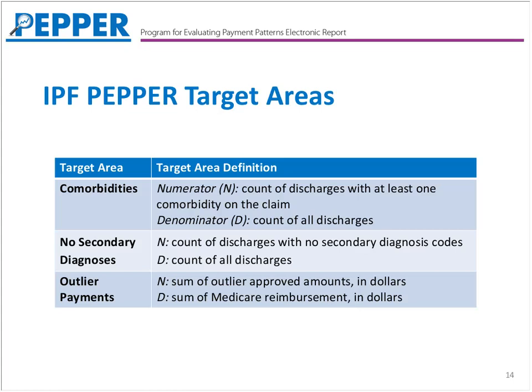And this is the target area for which we're now calculating an average outlier payment. We'll take a look at that in the PEPPER.